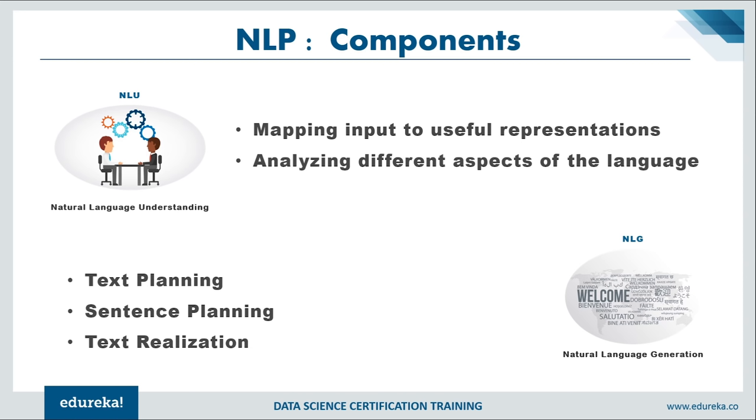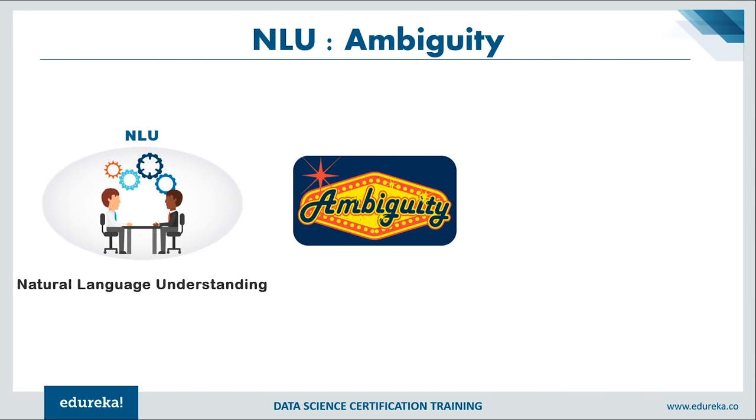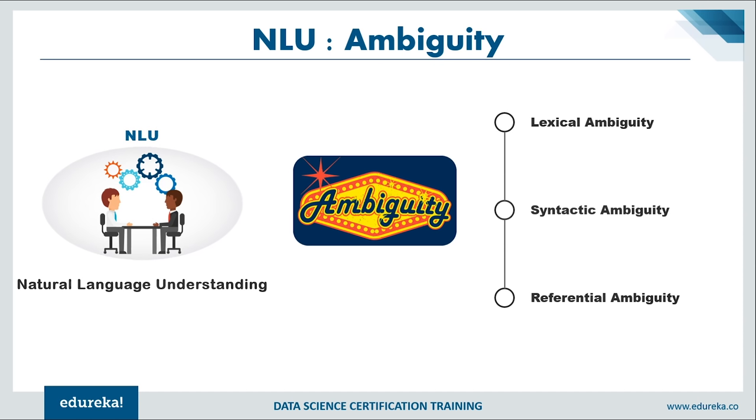And usually, natural language understanding, which is NLU, is much, much harder than NLG. Now, you might be thinking that even a small child can understand a language. So, how come it is so easy for human beings and so difficult for the computer to process it? So, let's understand what difficulties a machine faces while understanding a language. In natural language understanding, there are certain ambiguities, which are lexical ambiguity, syntactical ambiguity, and referential ambiguity.